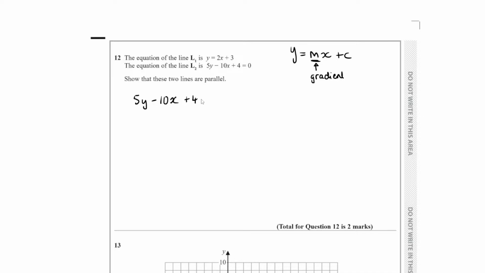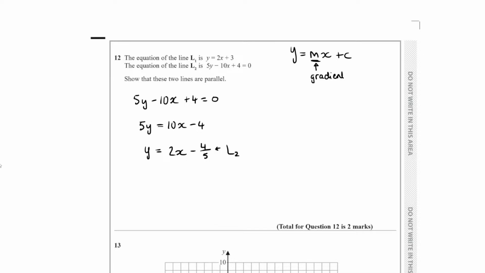The second one I'm going to rearrange first to get y as my subject. So first I would have to add 10x and take away 4, and then I'd have to divide by 5. Divide both of them separately. So 10 divided by 5 is obviously 2, and then just put this as 4 over 5. So that's line 2, isn't it?